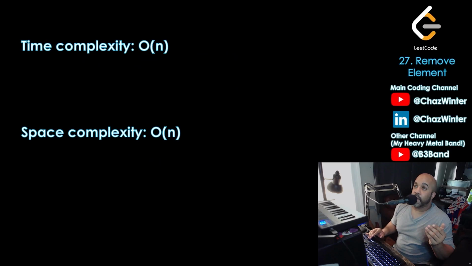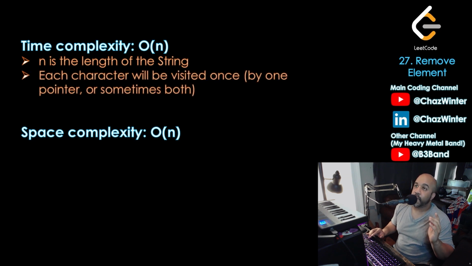I want to go over the time and space complexity of this problem. Our time complexity is going to be big O of n, where n is the length of the string. And that's because each character in the string will be visited once by the right pointer, and in some cases, even the left pointer will visit it. But either way, it'll come out to a total of 2 spans or 2 runs of the string. So maybe you could say the time complexity is 2n.